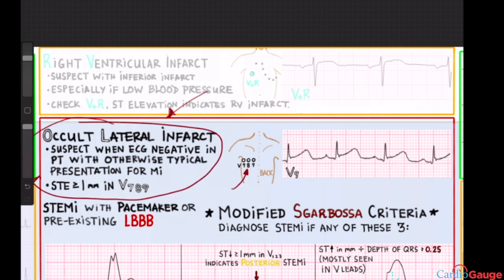This schematic shows about where the leads V7, 8, and 9 would be put on the patient's back. And if you see ST elevation there greater than or equal to 1 millimeter in one of these leads, then that suggests the presence of an occult lateral infarct. So if you have a patient who's having classic chest pain symptoms, it really seems like they're having a heart attack, and the ECG isn't showing anything, or maybe there's just a teeny little bit of ST elevation in leads V5 and V6 or something like that, you could put these leads on the patient, and then you might see something like this, which would suggest that they were having an acute MI and that it was just occult. Making that diagnosis could really change things for a patient.